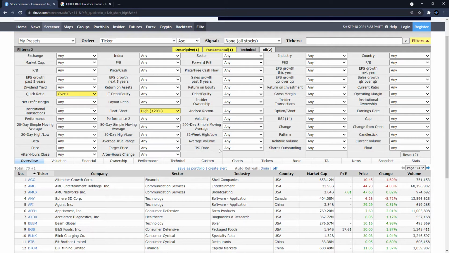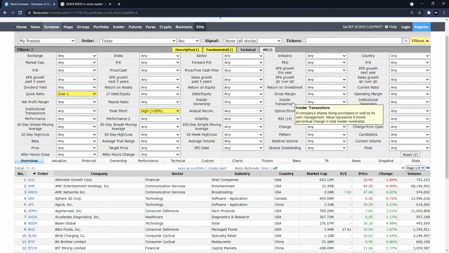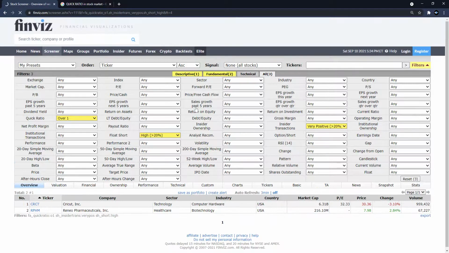But after that, what we want to fill in will be the insider ownership. Okay, insider ownership. What does the insider ownership mean? Insider ownership is a level at which a company is owned by its own management. We want it to be very, very positive. Oh my god, excuse me, guys. It's insider transactions. For insider transactions, we really want it to be very positive, not insider ownership.